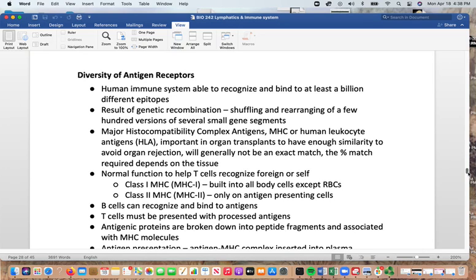It's important in organ transplants that you have enough similarity in these molecules to avoid severe organ rejection. It's generally not going to be an exact match, and exactly what percentage of a match you need is going to depend on the tissue type. So some things you can get away with about 50%, others you need much more. Bone marrow needs to be a really high match.